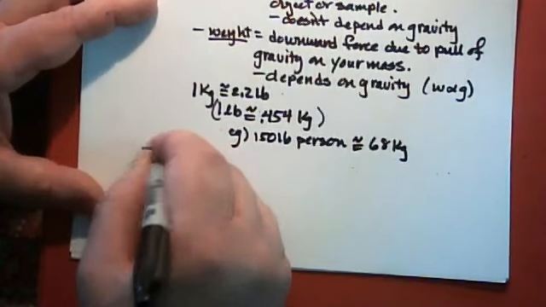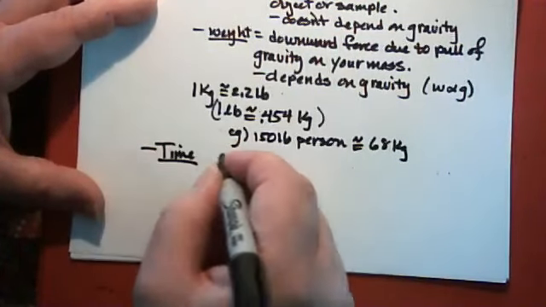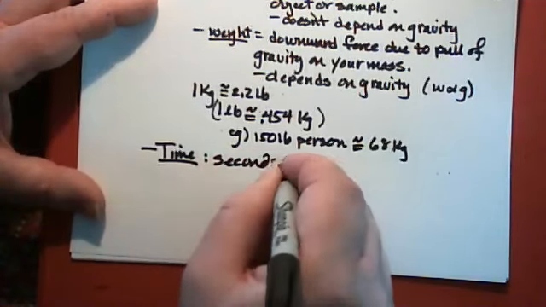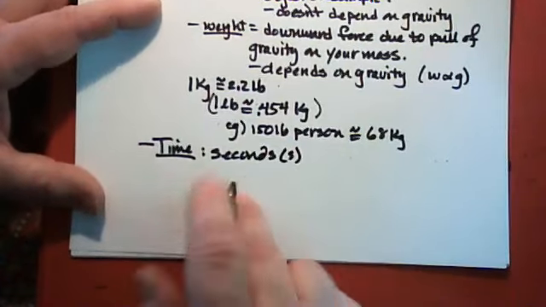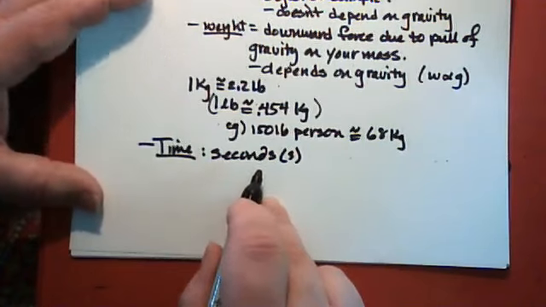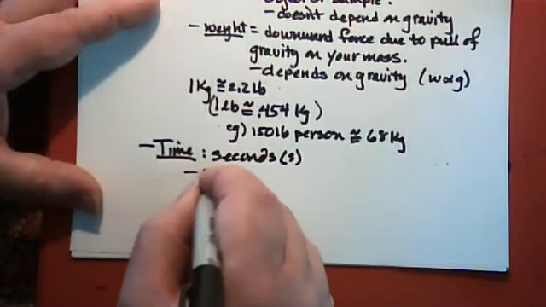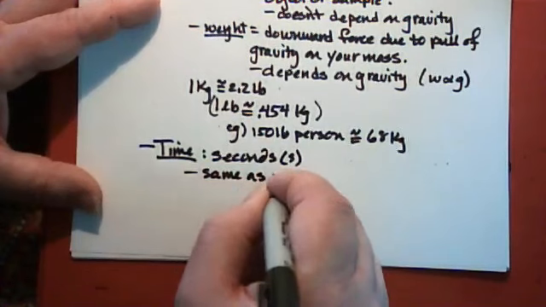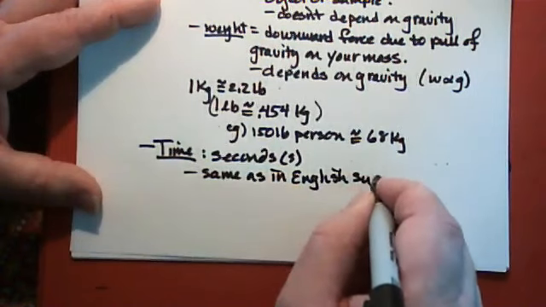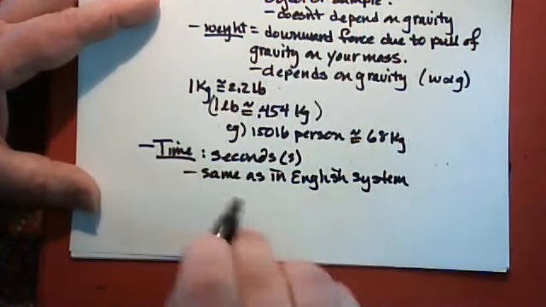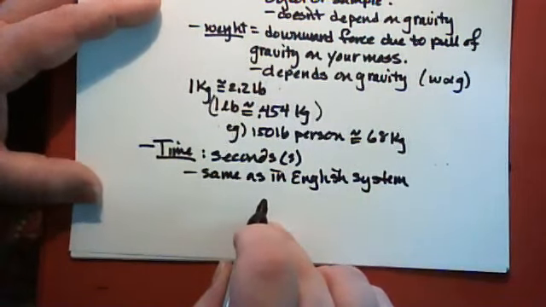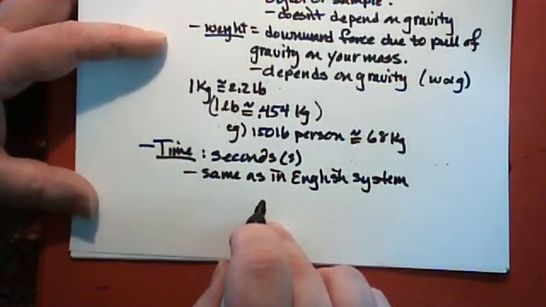Okay, so that's an overview of mass. Time. The standard unit of time in the metric system is actually seconds. And those seconds are the same as the English system. And this is what I was saying about, decimalizing time didn't work out very well. They tried that, it didn't stick. So time is still in seconds.